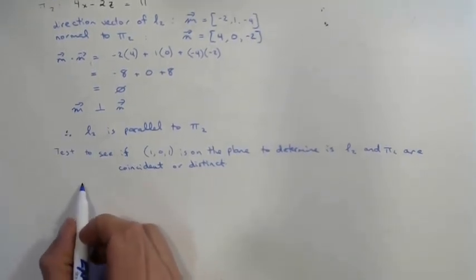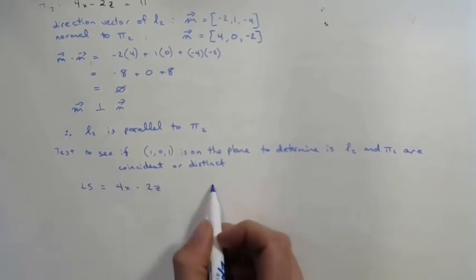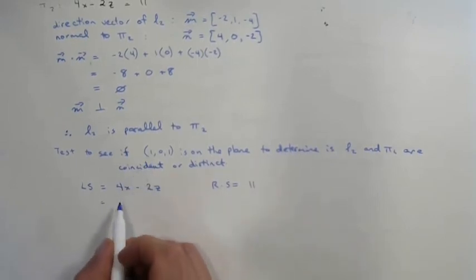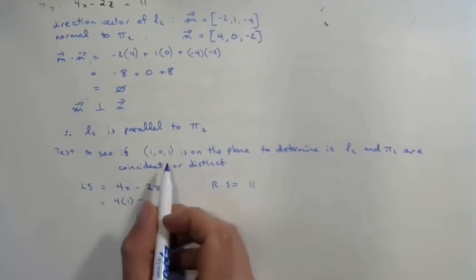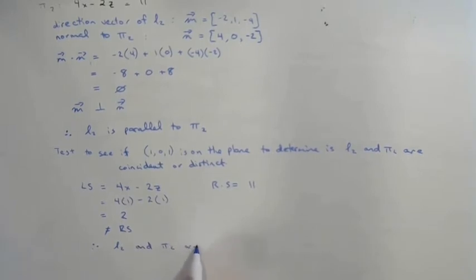So we're going to go left side, right side. Left side of our plane is 4x minus 2z. Right side is 11. Sub in what I know. X is 1. Z is 1. 4 minus 2 is 2. That does not equal right side. What does that tell us? They are parallel and distinct. L2 and plane 2 are parallel and distinct.